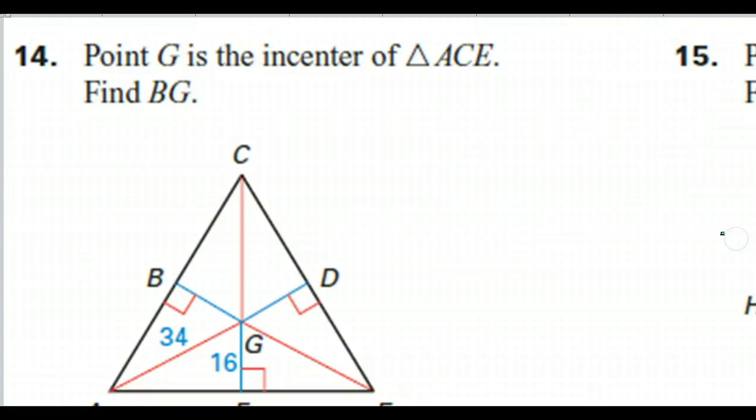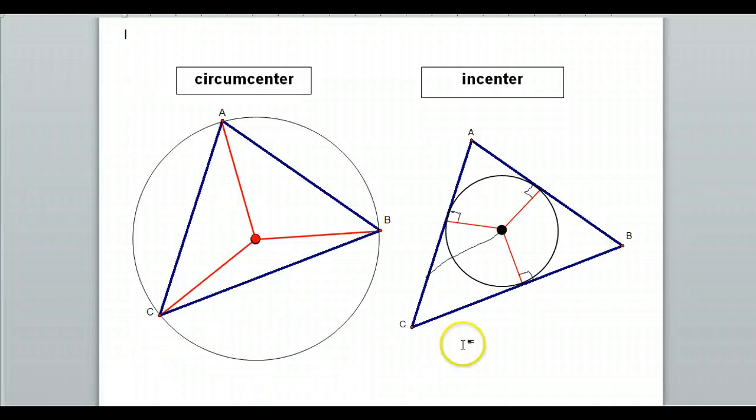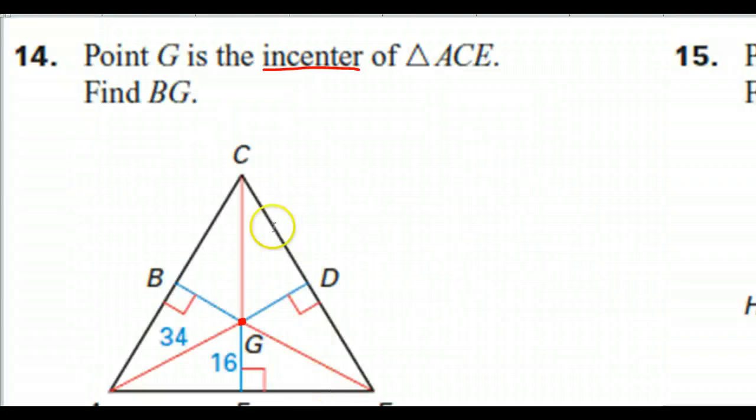Okay, looking at number 14. Point G is the incenter, find BG. All right, well, this is great. This is the incenter. Again, what is the key special property of incenter? The special property is the distances to the sides will all be the same. So looking back at this picture, the distances to the sides will be the same, that's going to be this distance right here. That's a distance to the side.